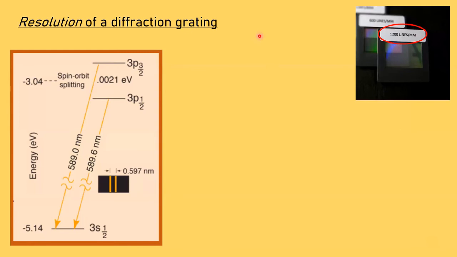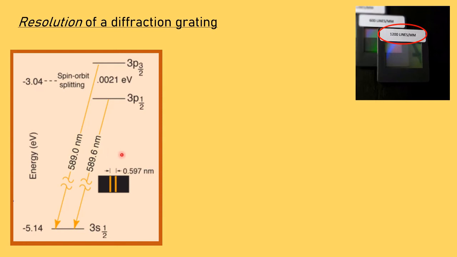Let's now take up the question of whether or not a particular diffraction grating could resolve those two lines in the sodium doublet. We don't need to concern ourselves with the details of this diagram here. It's showing how the closely spaced energy levels in the sodium atom account for those two wavelengths which are emitted. So here are the two wavelengths to the nearest tenth of a nanometer. It looks like the difference between them is 0.6 nanometers.